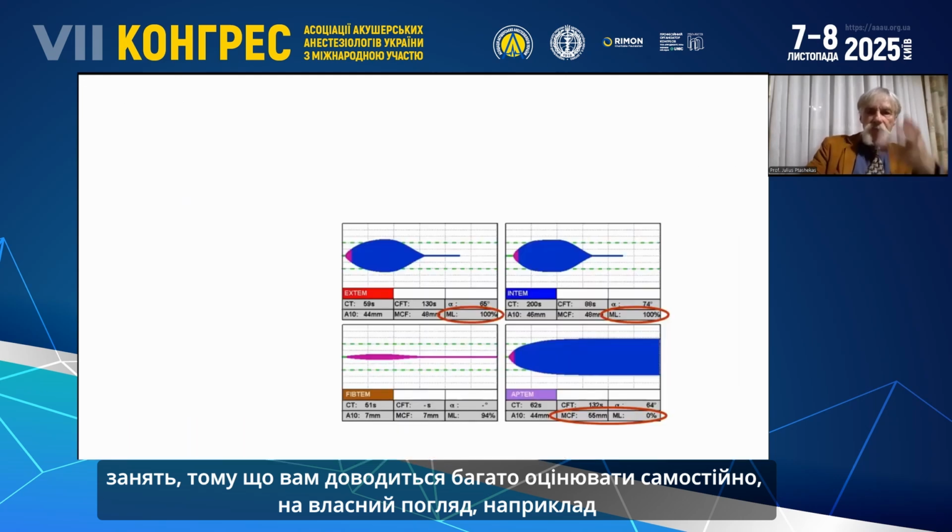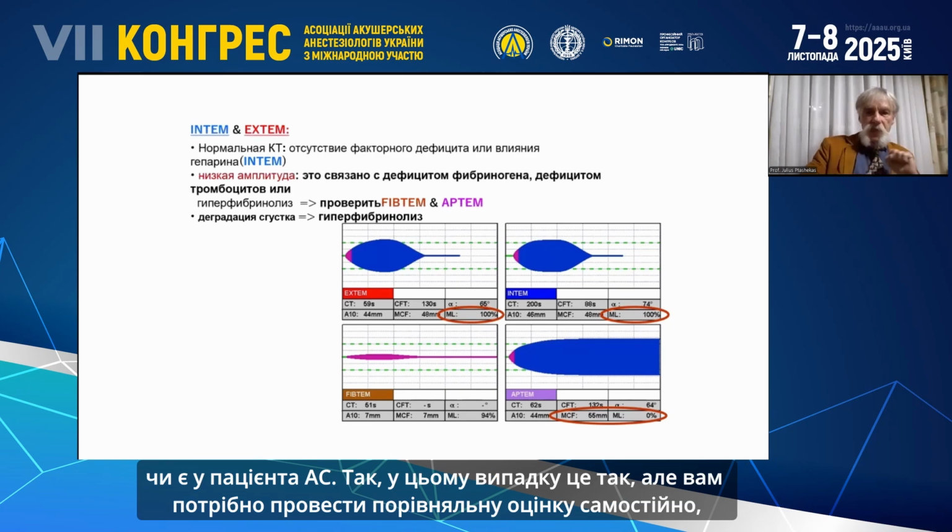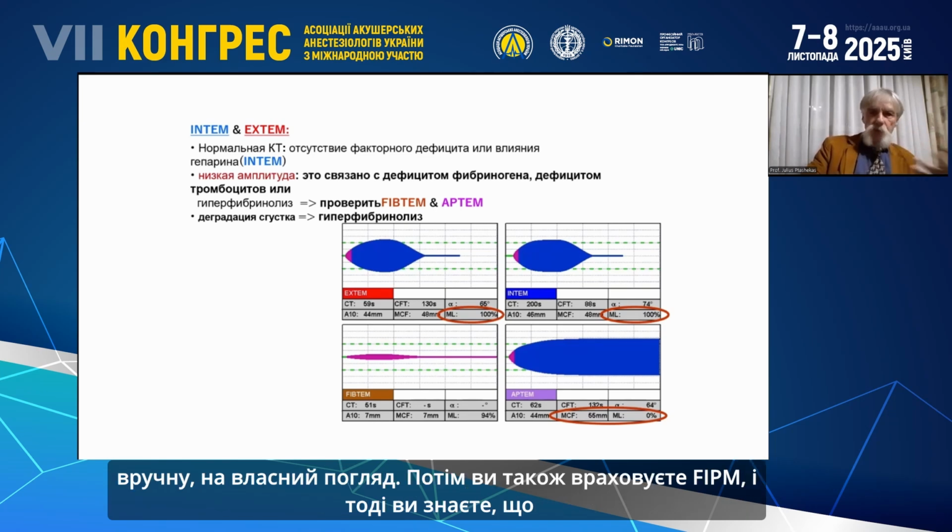For example, there is ROTEM, you have the situation of CT, MCF, EXTEM, and FIBTEM to decide if the patient has DIC. Yes, in this case it has, but you have to do a comparison evaluation on your own, manually by your eyes.